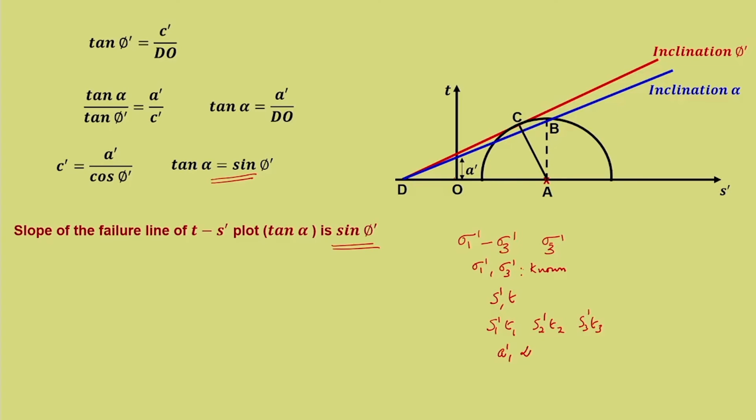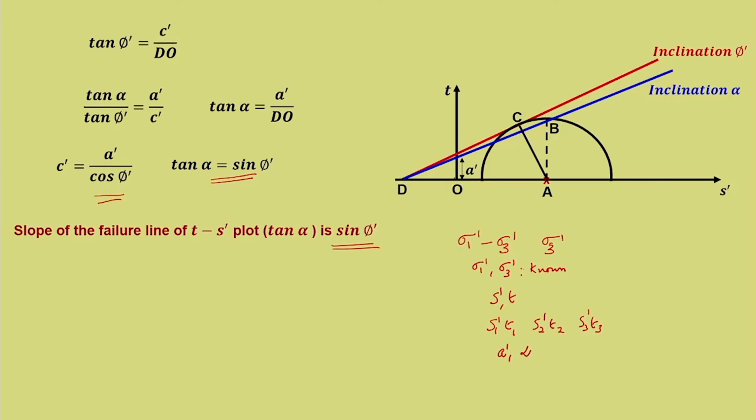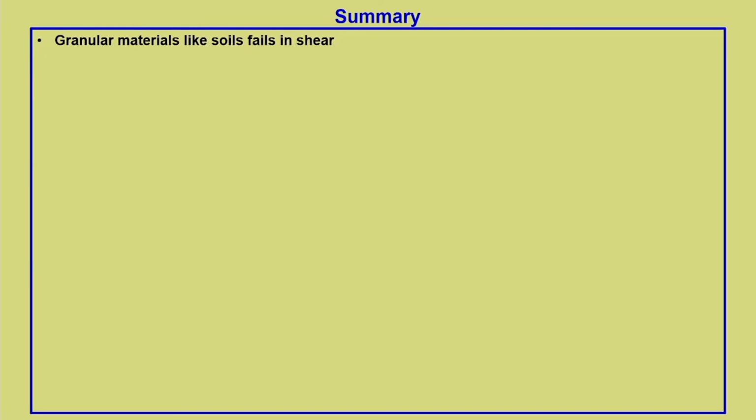And once you know A dash and alpha, we also have the expression tan alpha is equal to sin phi dash. So, alpha is known, tan alpha is known, we can always determine phi dash. Similarly, we have this expression C dash is equal to A dash upon cos phi dash. Phi dash is known, A dash is known, C dash can be determined. So, the Mohr-Coulomb failure envelope parameters can be obtained without plotting the Mohr circle, once you know the concept of T S dash plot. Okay? So, that is all about that.